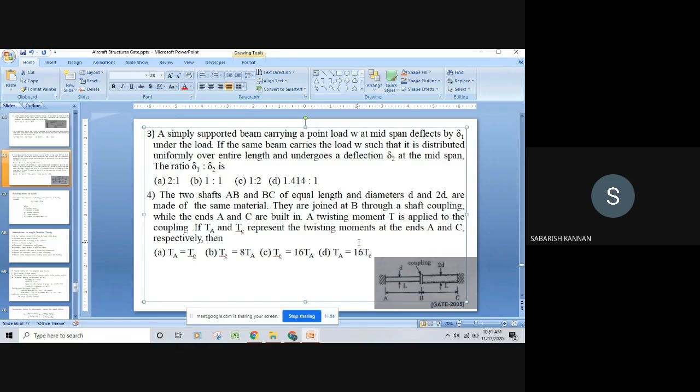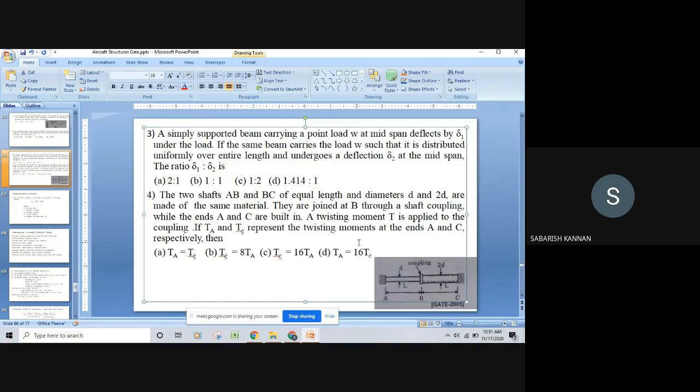That is rigid. Twisting moment is applied to the coupling. In the coupling, we apply the twisting moment, right? So the TA and TC represent the twisting moments at the ends A and C. So we need to find out the TA and TC. TA is how much bigger than TC, or TC is how much bigger than TA. This is what we want.